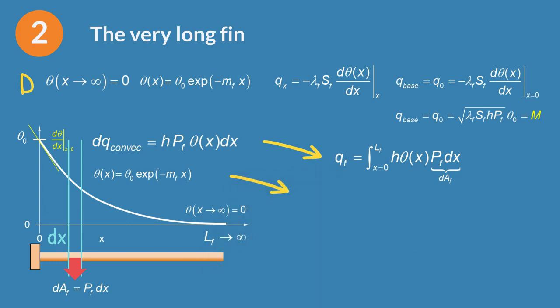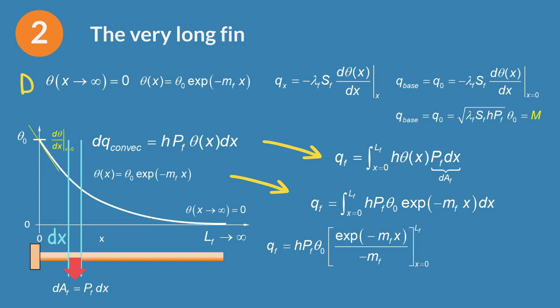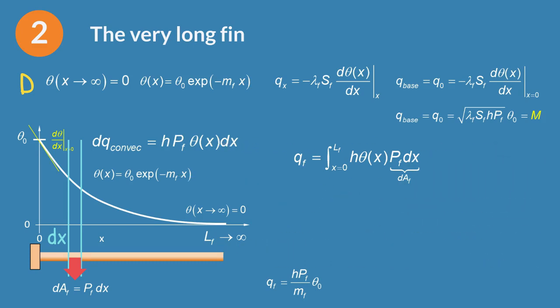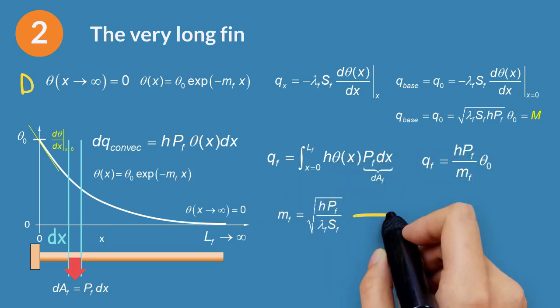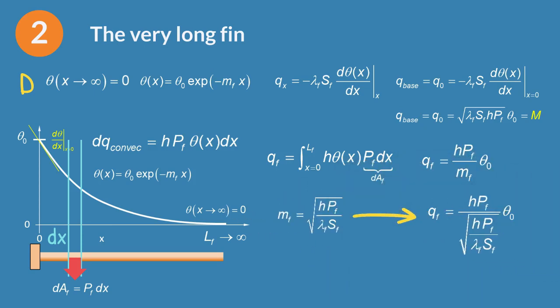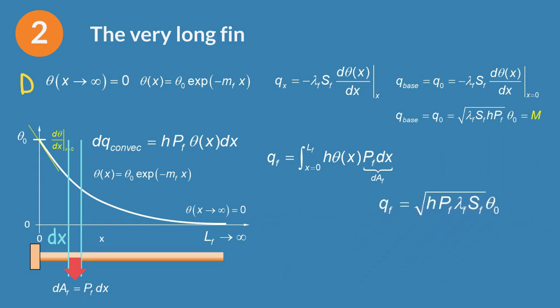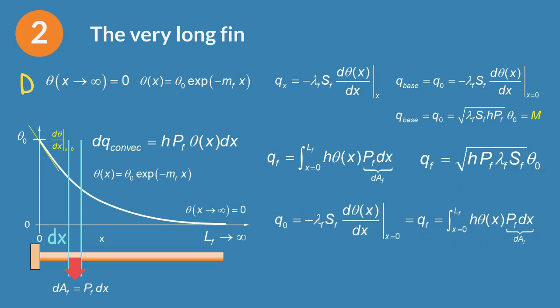For a very long fin, we substitute theta by its expression. h, p, and theta 0 are constant, then we can integrate the exponential. Developing this equation, and taking into account that L_f tends to infinity, we arrive to the expression of Q_f after the integration of Newton's law. Recall the definition of parameter m. Arranging terms, the equation obtained as result of the integration of Newton's law is the same as the one obtained applying Fourier's law in the base of the fin.